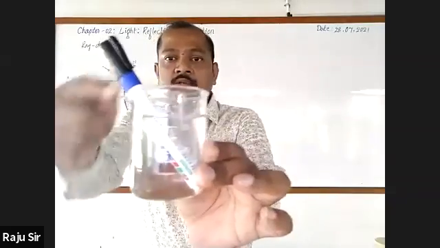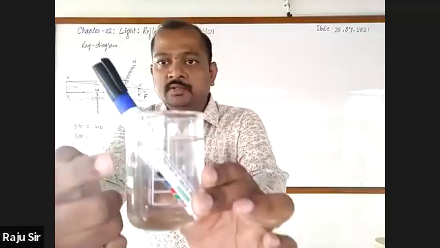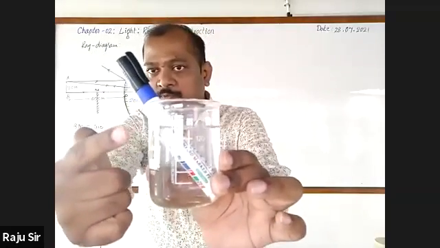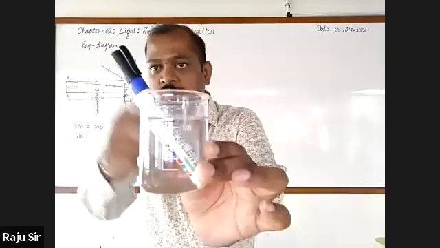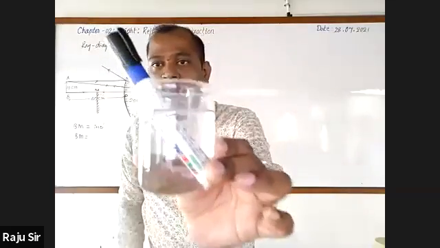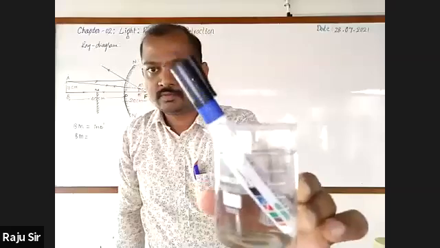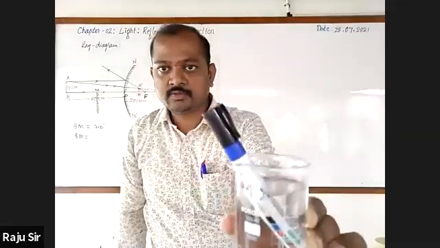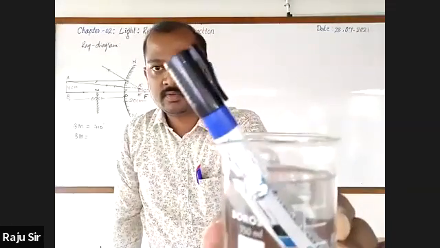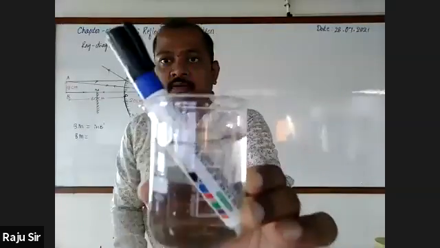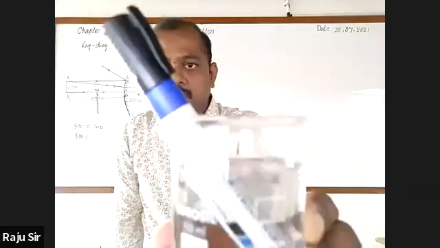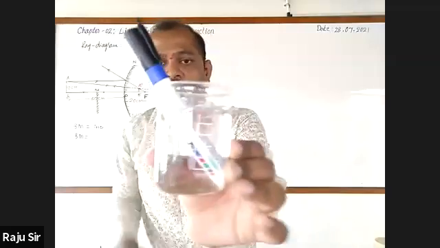Next, you can also observe the surface of the water. At the surface of the water, how does this marker appear? Can you tell? It's bent. Yes, it appears bent.